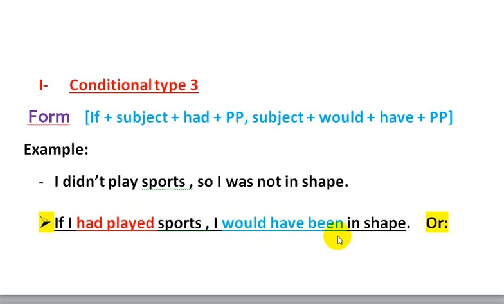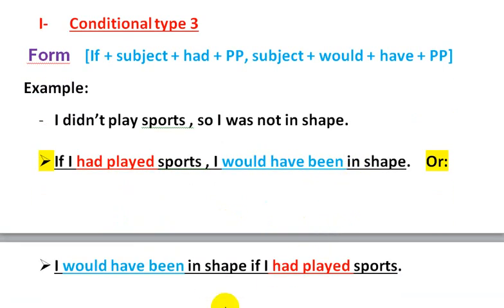Nice. Or you could reverse the form, or reorder. We could put this otherwise. It would start with the result clause. I would have been in shape if I had played sports. It's the same thing. Nothing changes. Only a small comma here. So if you start with if, you have to put a comma in the middle. Here there is no comma. But it's the same thing. The form still stays the same. After if, you have had plus participle. Always right after if, you have had plus participle.